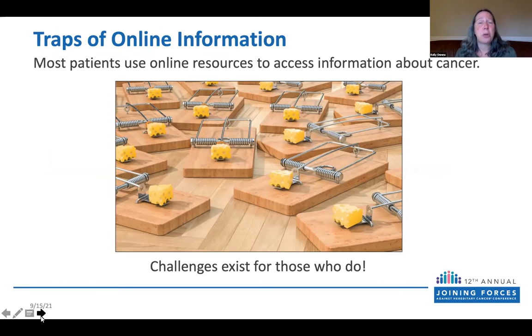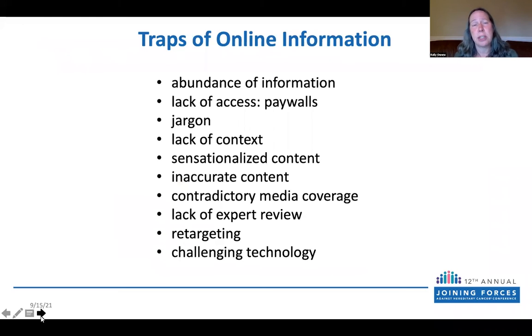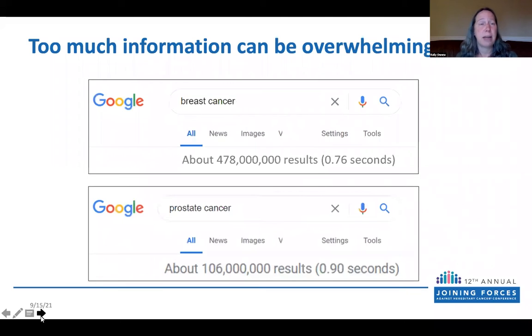So most patients we know are using online resources to access information about cancer. There are a huge number of challenges. So here's a list of just a few of those challenges. Abundance of information, lack of access, jargon, lack of context, sensationalized content, inaccurate content, contradictory messages, lack of expert review, retargeting, and the challenges of technology itself. And I will not say much about the challenges of technology. We know that limitations and barriers to access of technology or ease with technology can be a problem. What we're going to focus on, though, are the pieces that are actually online once you've reached that information.